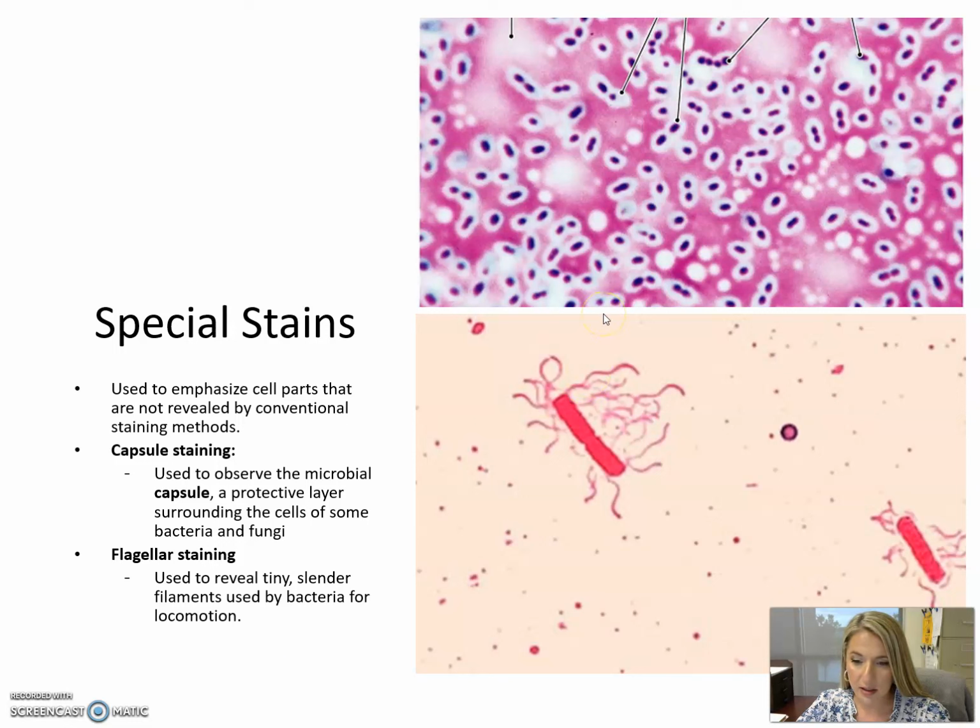The last staining technique would be a special stain. Special stains are used to stain parts of a cell that wouldn't stain under conventional staining methods. So you wouldn't see them if you did just a simple stain or any of our previously mentioned differential stains. So one example would be a capsule staining.